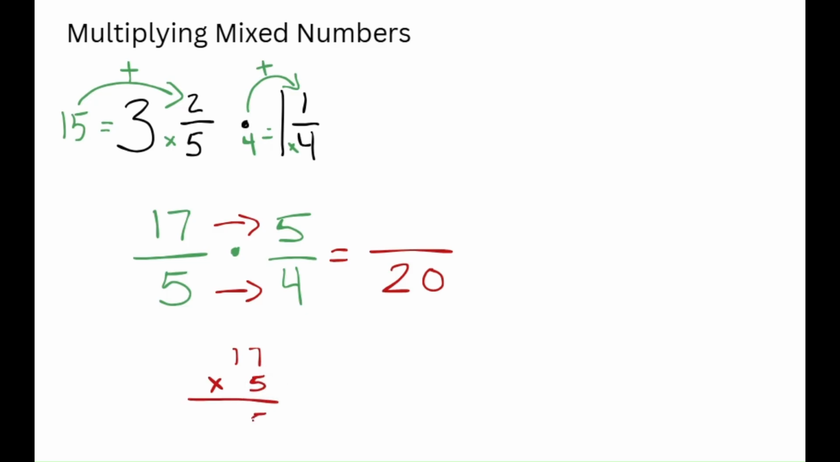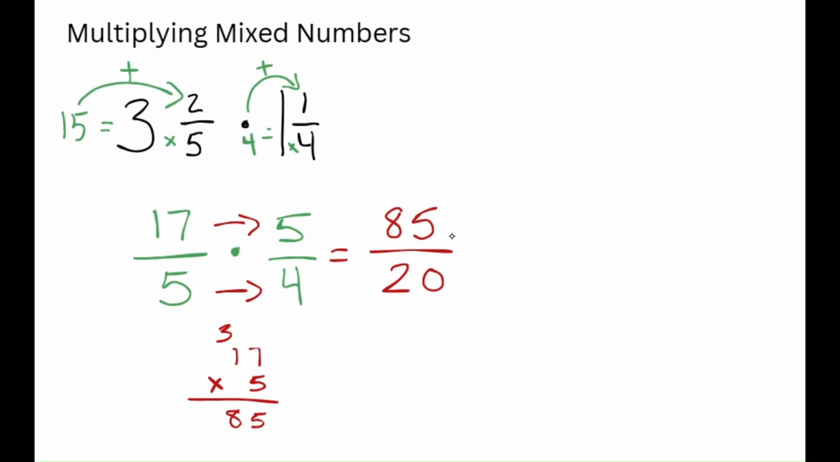5 times 7 is 35. 5 times 1 is 5, plus 3 is 8, so this is 85 twentieths, which is a perfectly fine answer if you want to stay there. If you want to simplify it down, you could divide 85 by 5 and 20 by 5 and get a different answer here, and that's going to be your improper fraction.